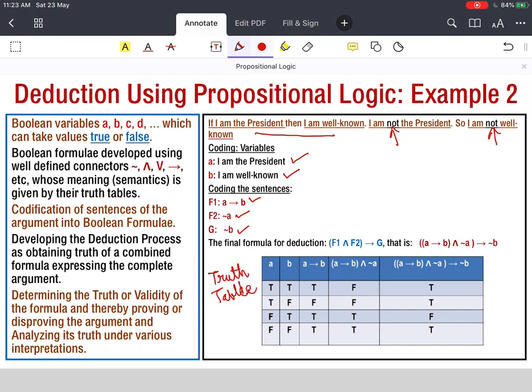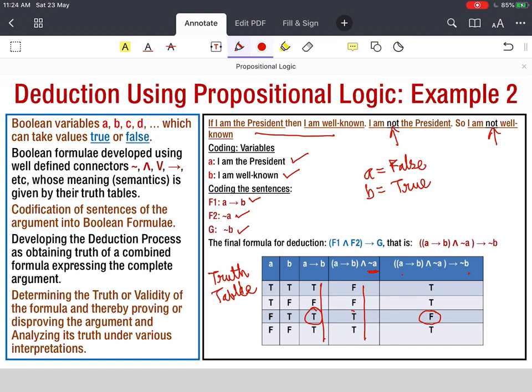And again we develop this truth table. Up to this part it is the same. Here, because this is not A, it changes. And because this is not B, we have a case where the formula is false. So it says that there is a situation when A is false and B is true. In that situation, if I am the president, then I am well known is true.